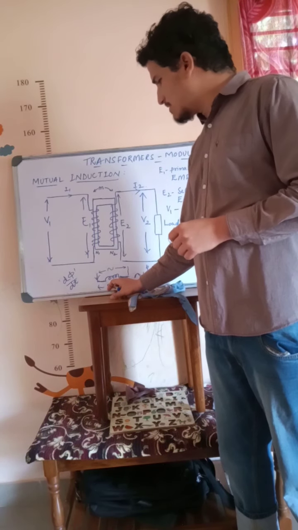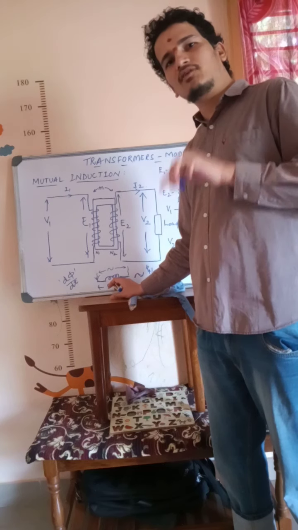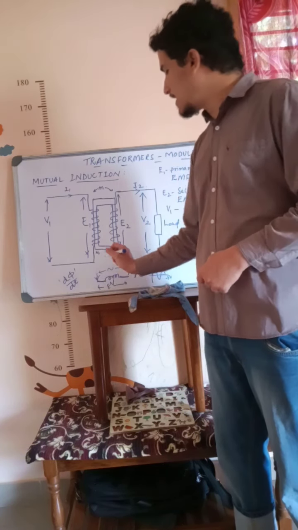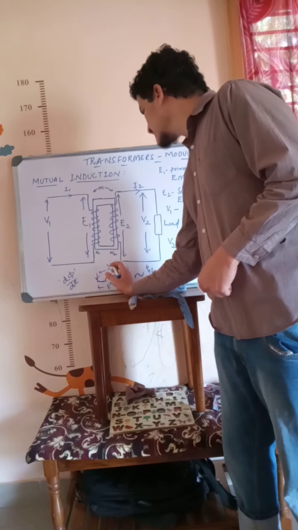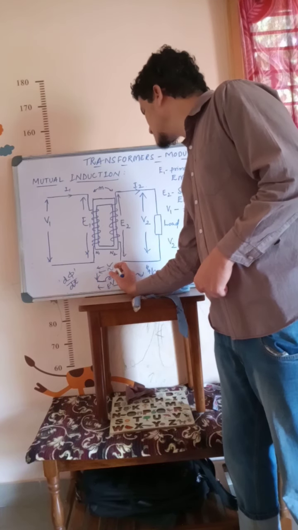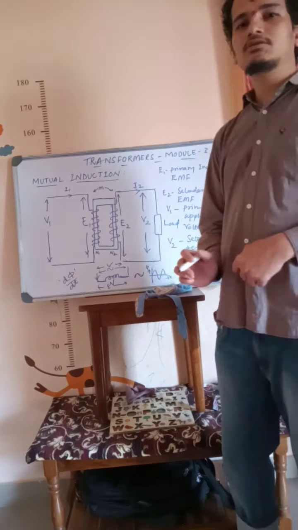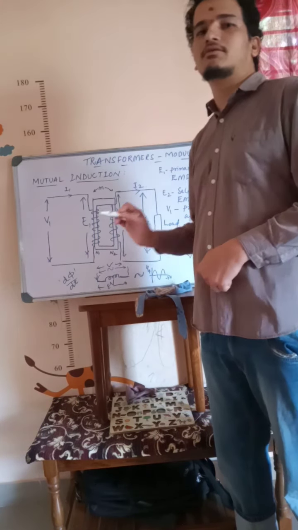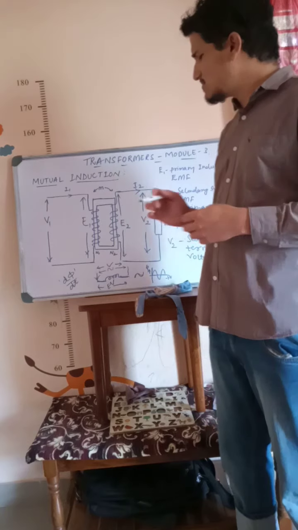The polarity of this EMF is in such a way that it will oppose the applied voltage V. If the applied voltage is V, then the polarity of E is opposite to that. This law is Lenz's law. These things you have learned.